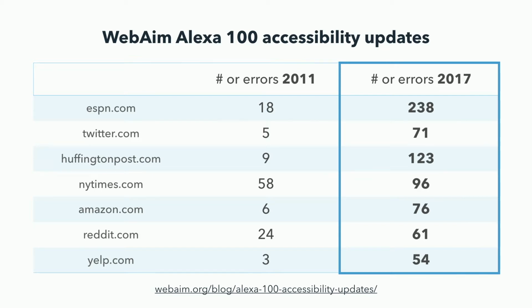WebAIM, which stands for Web Accessibility in Mind, is a non-profit organization that deals with accessibility. They did a check for technical accessibility errors in 2011, and then they did it again last year. And as you see, we're not doing such a good job today. And this is even ignoring contrast errors.